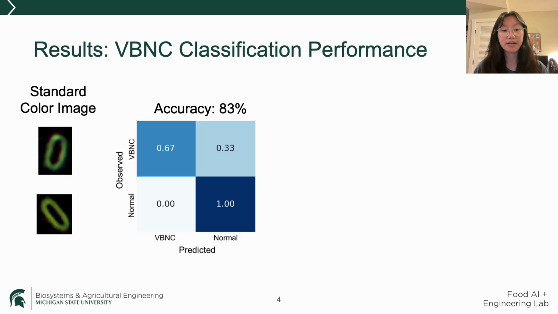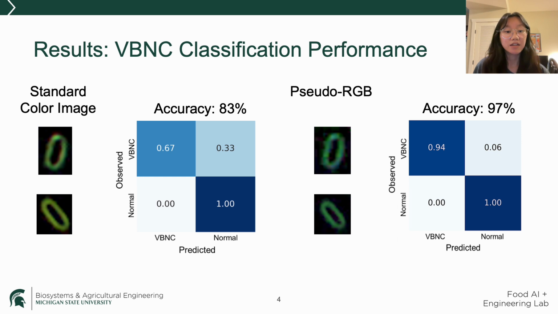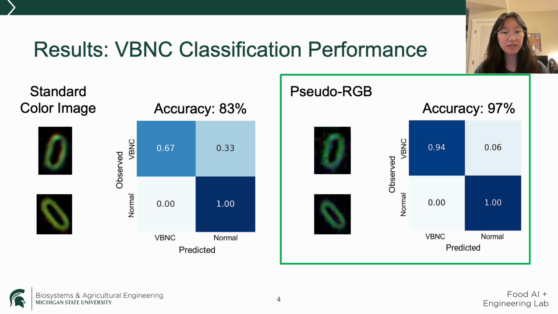For the results, the standard color images were used with EfficientNet and had an overall accuracy of 83%. And conversely, using the pseudo-RGB images from the hyperspectral data had an increased accuracy of 97%, and this study laid a solid proof of concept foundation for using an AI with hyperspectral microscopy for pathogen classification.